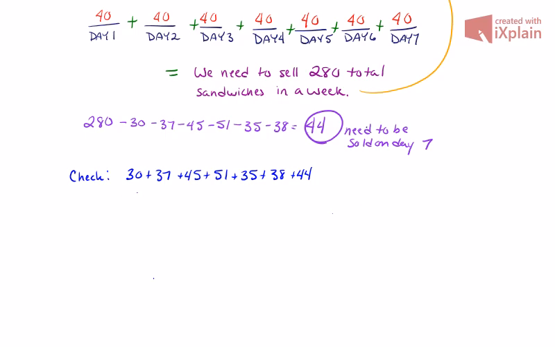So if we were to add this up, we know that in order to take the average, we're going to divide that by 7 because we want to know how many sandwiches we're selling for the entire week, and we know that an entire week accounts for 7 days. So if we add all of those up, we're going to get 280, and then if we divide that by 7, we're saying that we need to sell about 40 sandwiches a day, which was how it was described to us in the problem.